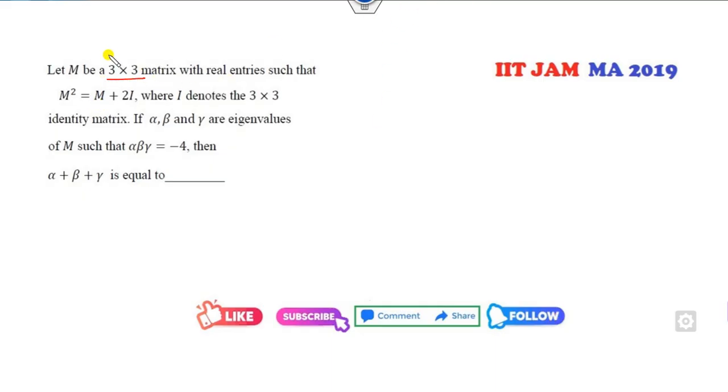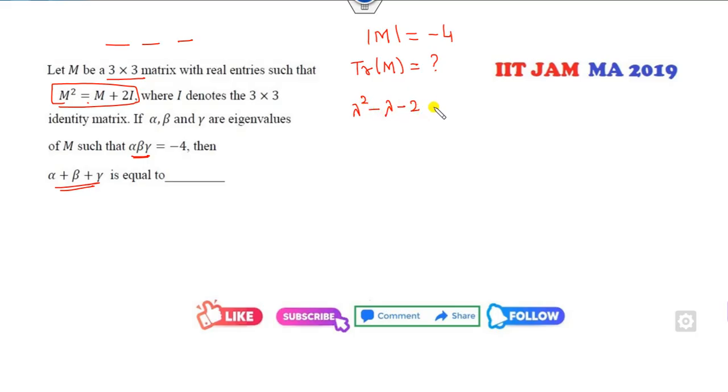M is a 3 cross 3 matrix, so it has 3 eigenvalues. Alpha, beta, gamma are the eigenvalues of this, and the product of them, meaning the determinant of M, will be minus 4. Your target is to find the trace of M, which is alpha plus beta plus gamma. Look at that, it's a 3 cross 3. I can obtain 2 eigenvalues from here. Lambda square minus lambda minus 2 is equal to 0. Can you factorize them? Lambda minus 2 times lambda plus 1 equals 0. So lambda is equal to 2 and lambda is equal to minus 1.